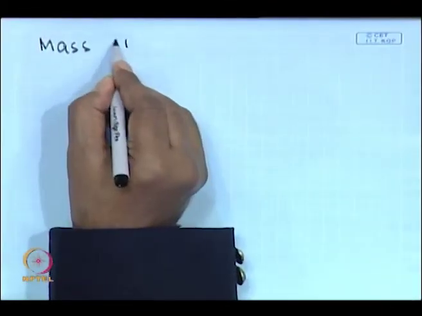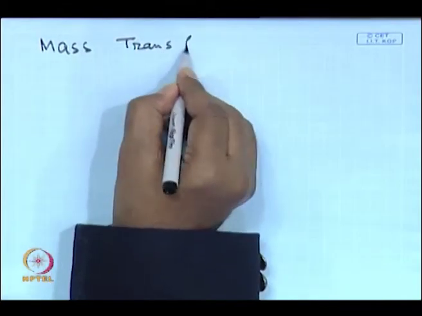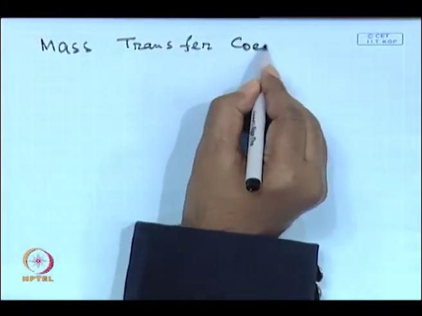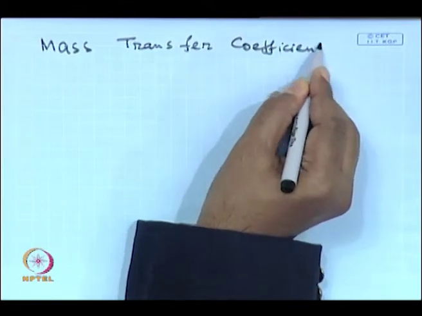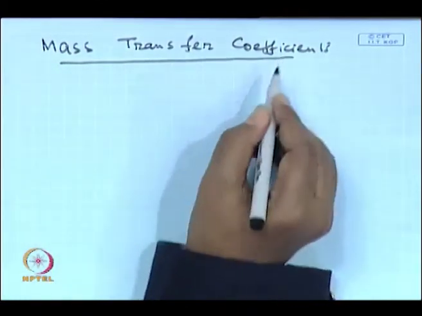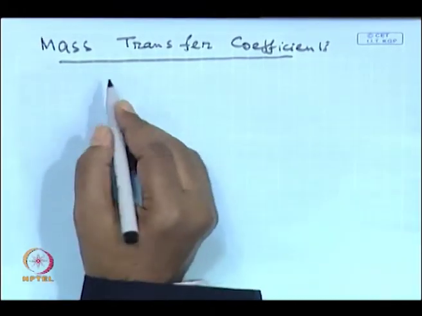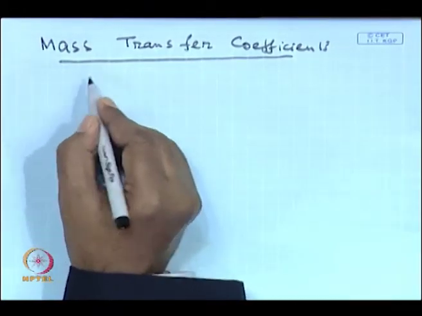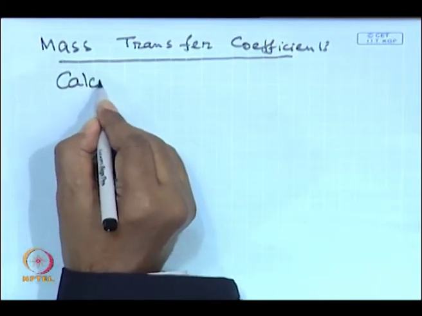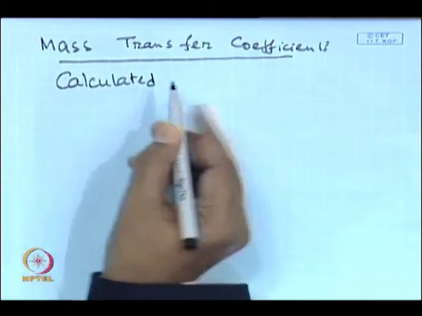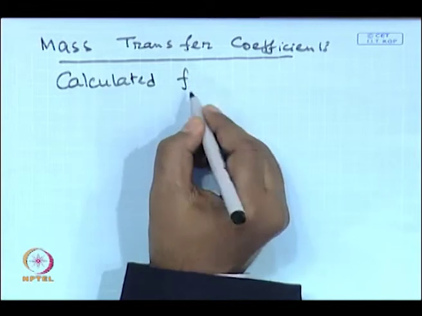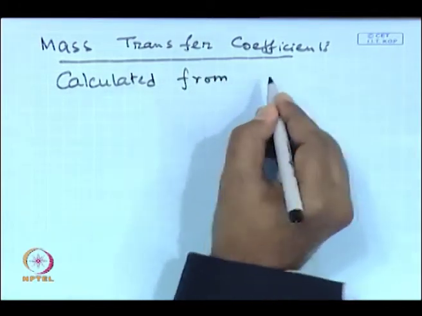Okay. Mass transfer coefficients: for estimation of the mass transfer coefficient, there are several Sherwood number relations available. It is estimated, not calculated, from Sherwood number relations.